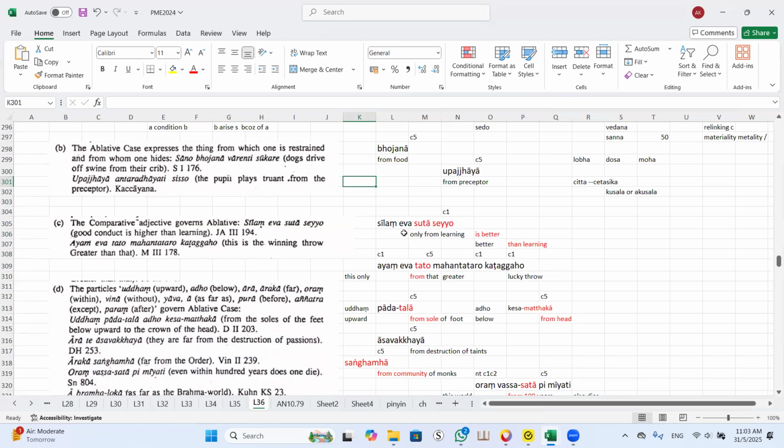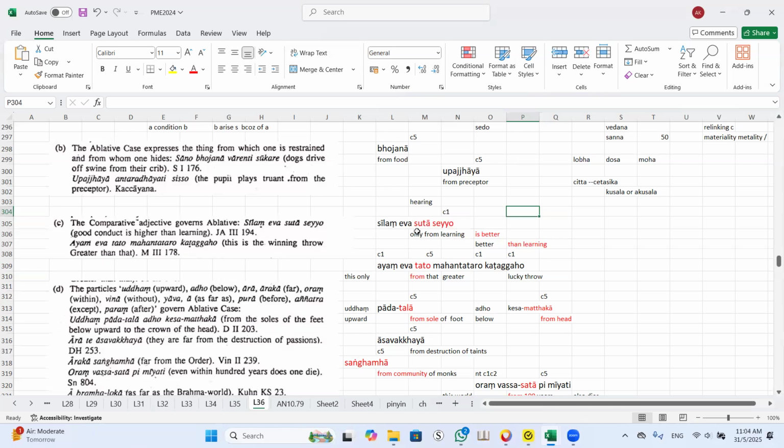Silang eva sutta seyo. Okay, now can you see this one? Sutta seyo. The word eva is "only". So because of the word, it is only from learning. Can you see the word sutta? It is hearing, because the word sutta is hearing. Normally, because in those days there was no book, no computer, it was all by hearing. So now we use the word learning. It means the same. So we say only from learning.